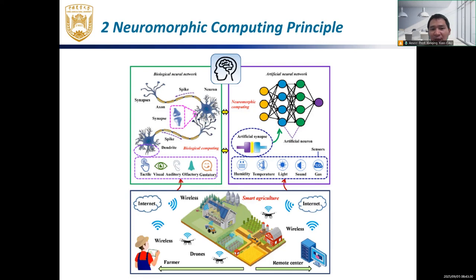For the human brain, we have a biological neural network. But if we want to use it for computing in smart agriculture, we need an artificial neural network. So this is the overall architecture for neuromorphic computing in smart agriculture that we have shown for you. We can process data more simply and more directly with neuromorphic computing, just like the human brain.